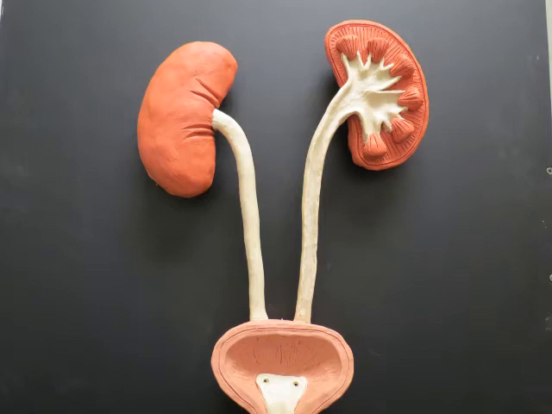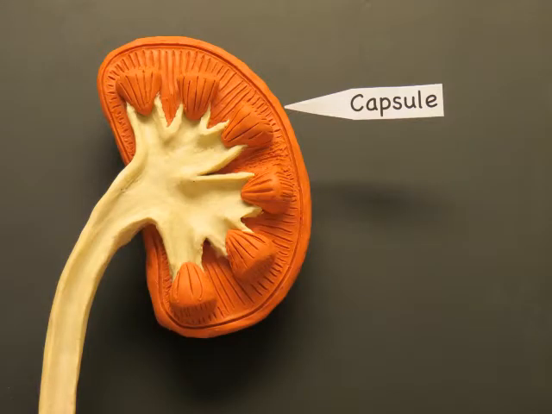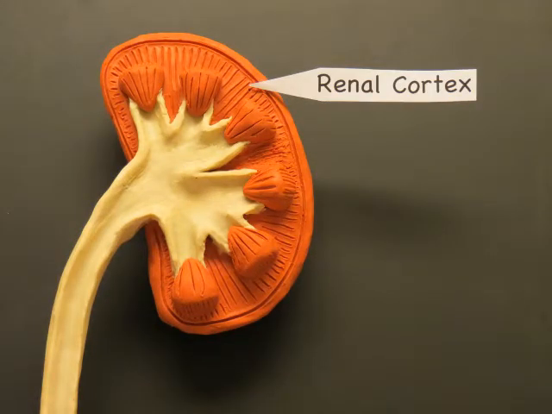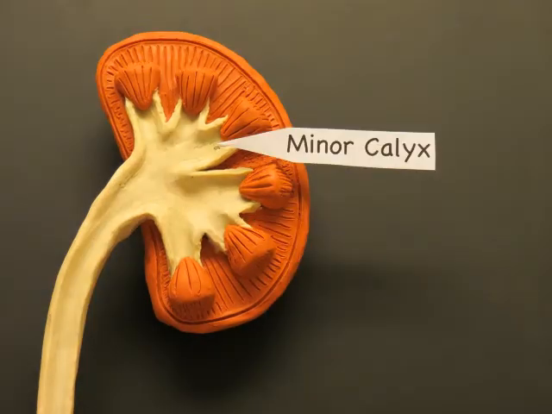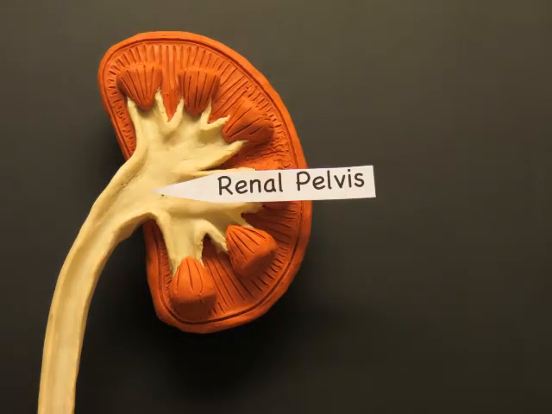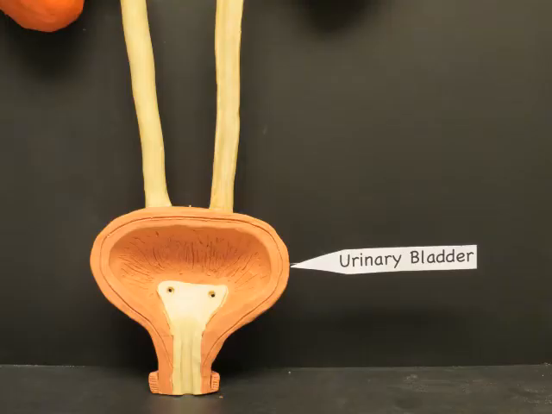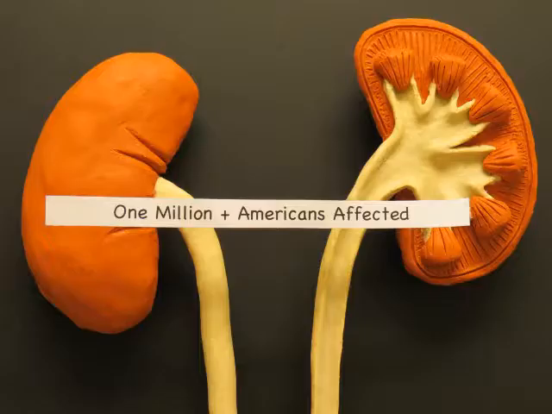The kidneys serve our body by filtering our blood, removing waste products, and regulating fluid levels. The kidneys produce urine to help remove these waste products. The main parts of the kidney consist of the capsule, the cortex, the renal pyramid, the renal papilla, minor calyx, major calyx, renal pelvis, ureter, the bladder, the trigone, and the urethra.